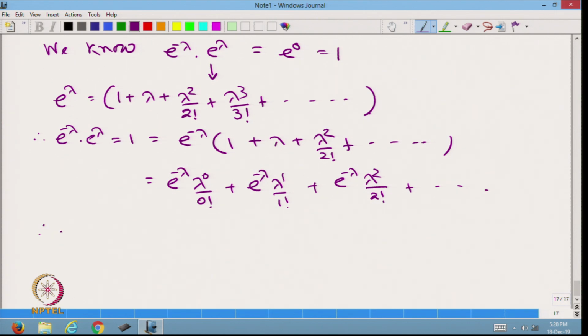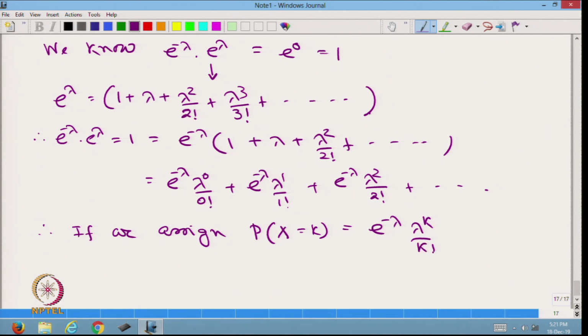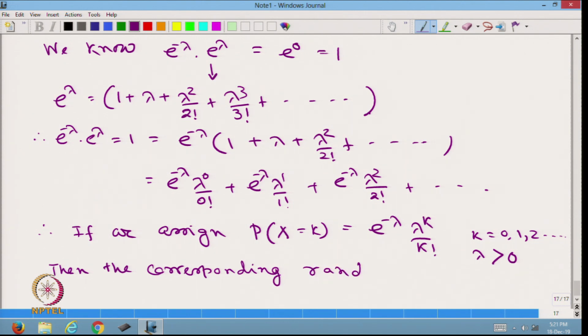Therefore, if we assign probability X equal to k is equal to e to the power minus lambda lambda power k upon factorial k, where k is equal to 0, 1, 2 up to infinity and lambda is greater than 0, any real number, then the corresponding random variable is called a Poisson random variable.